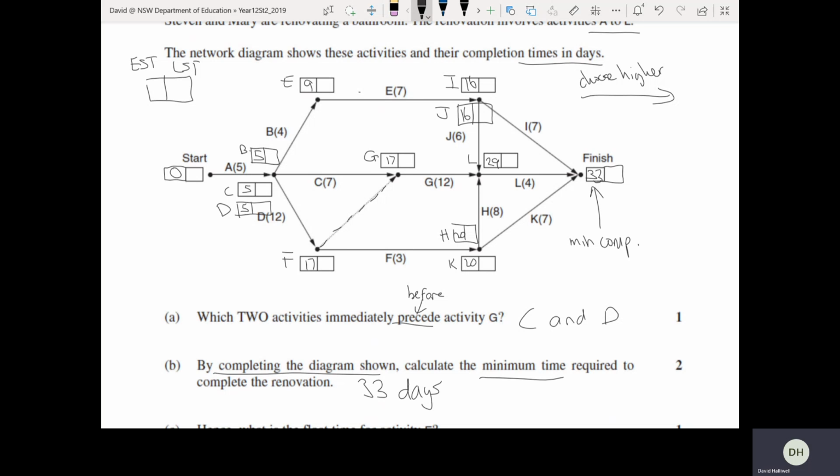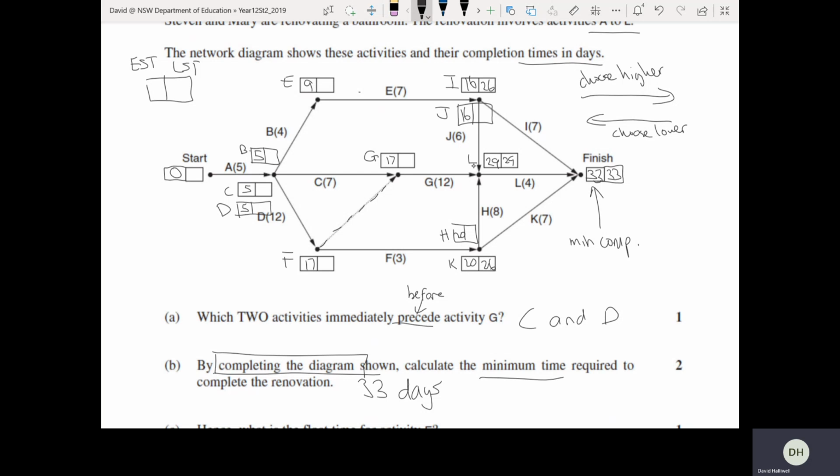Now, they've asked you to complete the diagram, so we have to also fill out the LSTs. We need to do a backward scan. Remember, when we do a backward scan, when there's more than one option, you choose the lower. Okay, so minusing through I, it'll be 33 take 7, 26. Minusing through L, it'll be 33 take 4, 29. Minusing through K, 33 take 7 is 26.